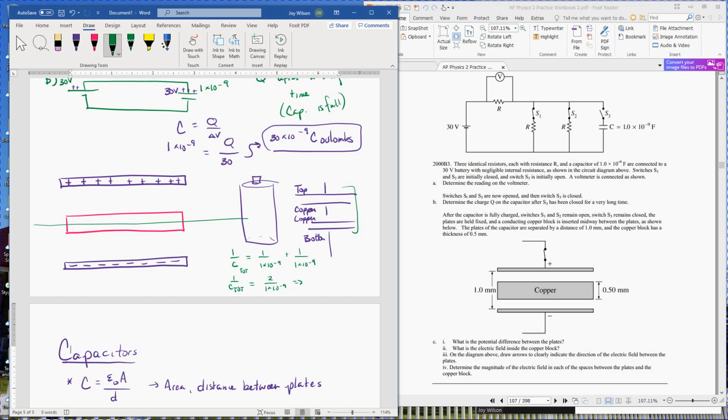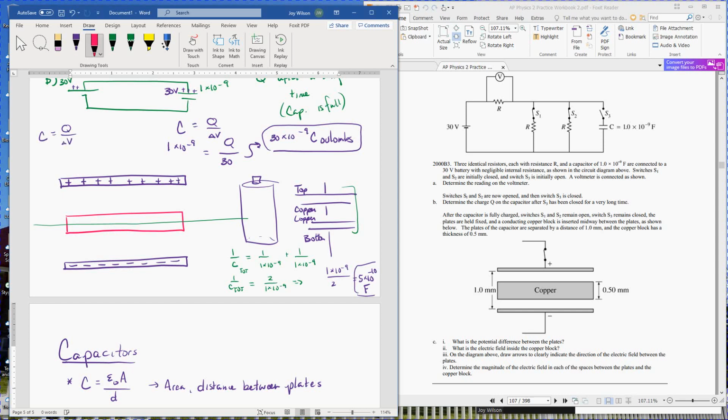And when I flip that over, I get 1 times 10 to the negative 9th divided by 2, which ends up being 5 times 10 to the negative 10th farads. So now we have created a situation where it's acting like two smaller capacitors. Okay? So how do we find our voltage? Well, we do what we just did a minute ago. What is the capacitance? It is charge over voltage.